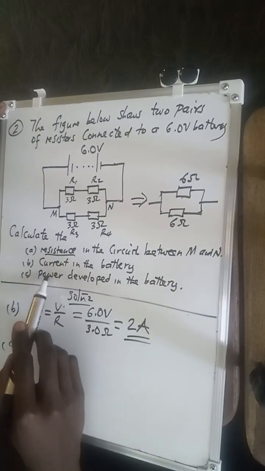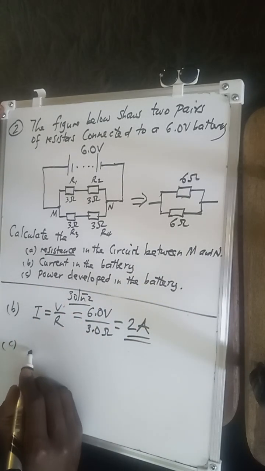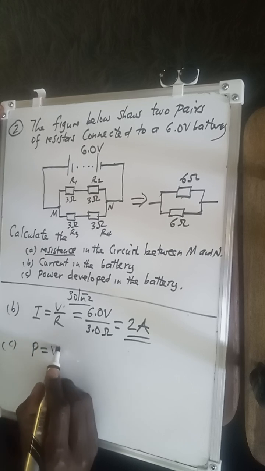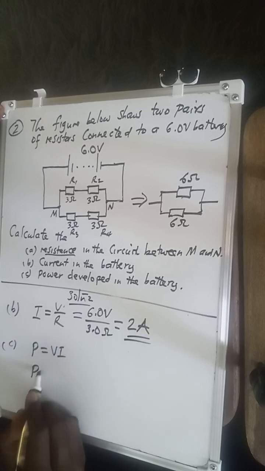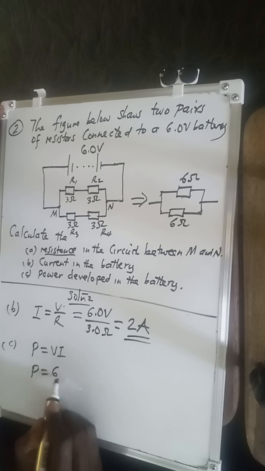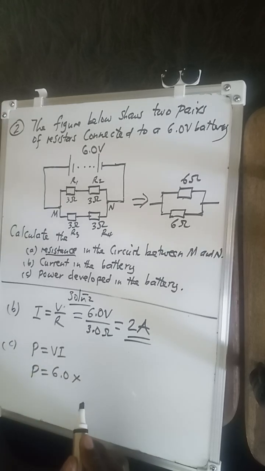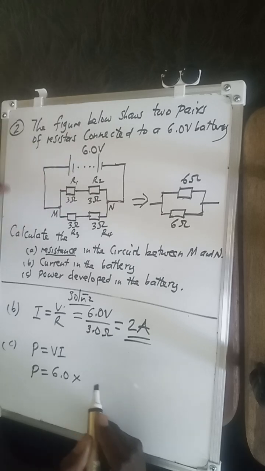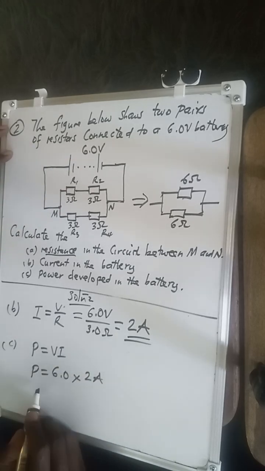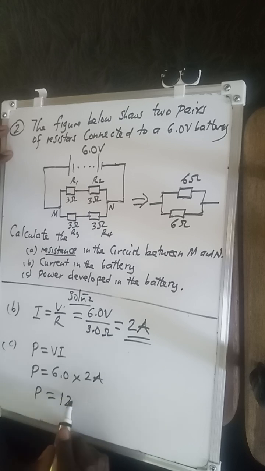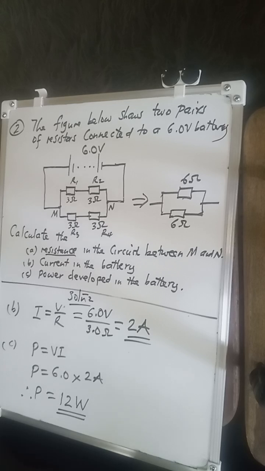The C part says the power developed in the battery. Remember, we did say power is equal to voltage times current. So power is equal to, what's the voltage? It is 6.0 through the battery. And what is the current passing through the battery? Well, it will be the same as the total current, which is 2 amps. So power is equal to 6 times 2. That will give you 12 watts. So remember, that's a capital letter W there. So that's the way you can actually calculate this one.